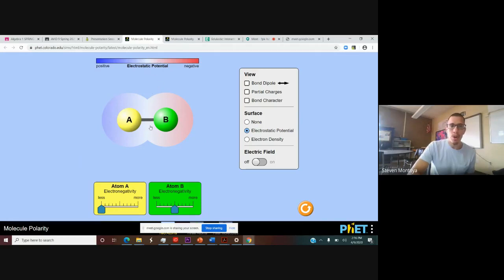Now we're going to talk about the charge coming out of atom B, okay? The charge coming out of atom B is red, okay? And it's a weak red because it's a faded red, okay? Red means negative, so this is a weak negative charge, okay? Or the electrostatic potential in the negative direction is low. Okay? It's up to you how you want to phrase that in your observations.